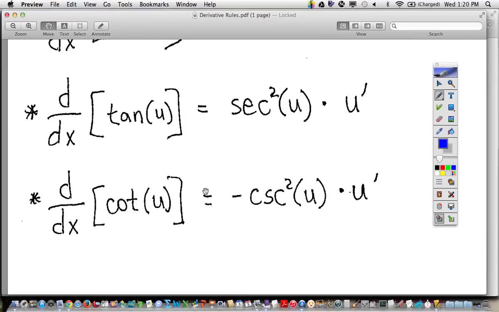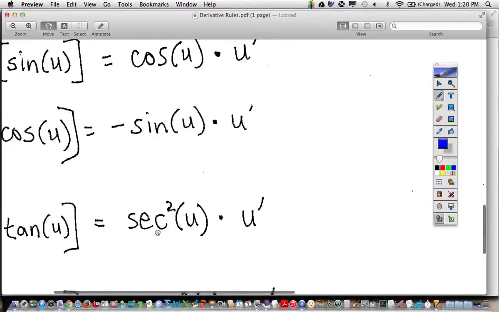I was asked yesterday, when do we need to know these rules? We need to know them, right? So we got to be studying them. You got to be studying these rules. So there's tangent, cotangent. So we've taken notes on all these.